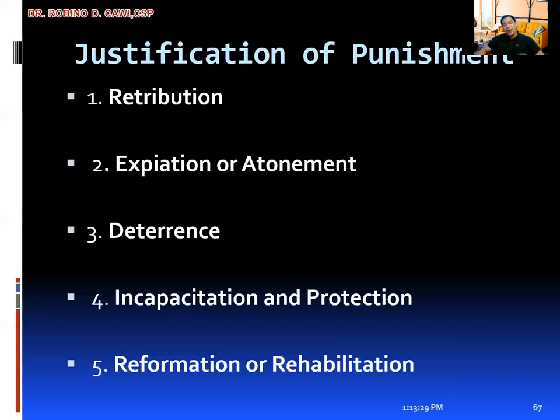If we are going to consider the meaning of the word retribution, retribution would mean a form of revenge or vengeance. But to answer the question, is retribution similar to retaliation? The answer to that question is, of course, no.